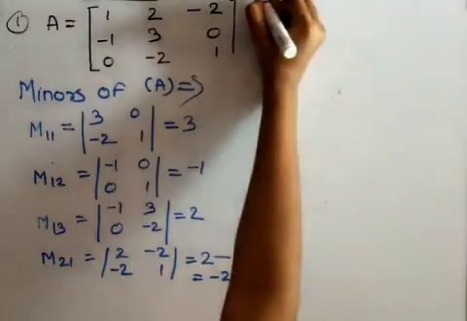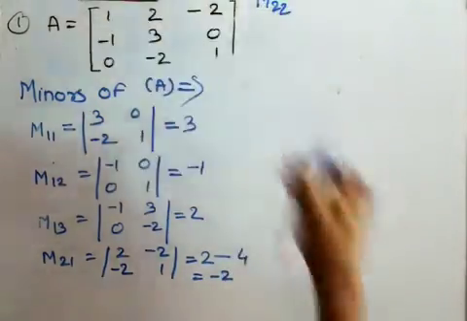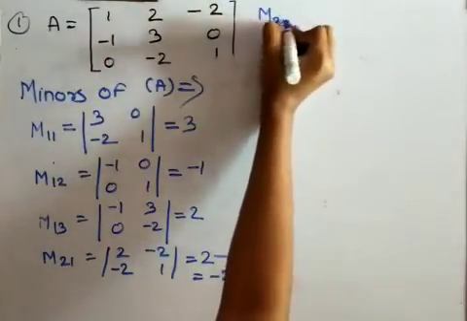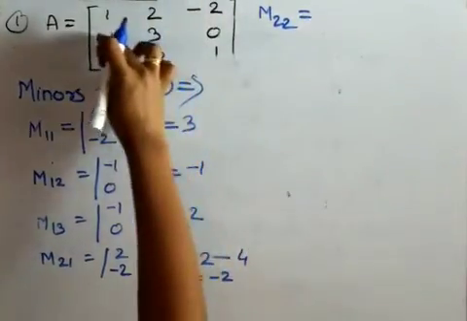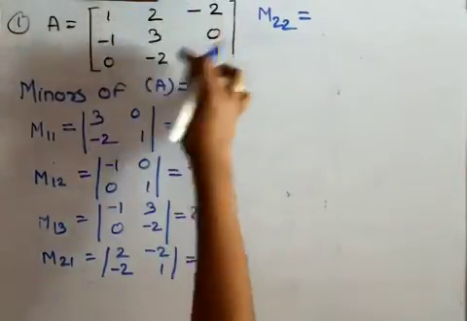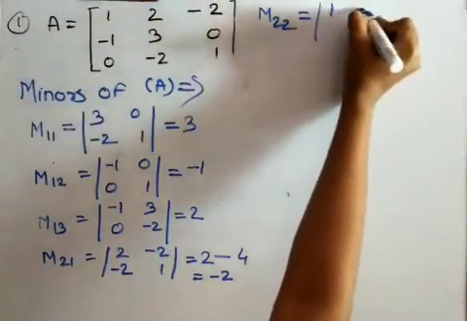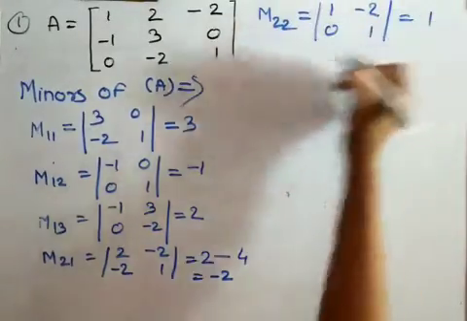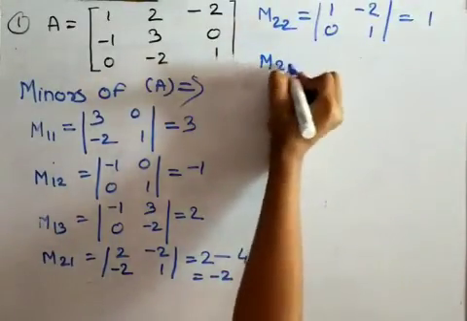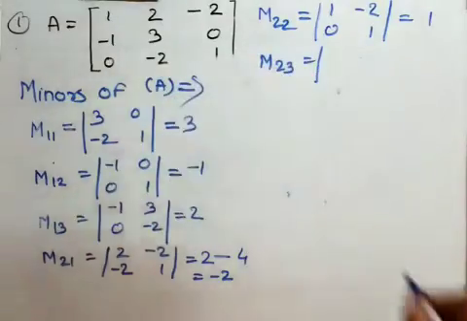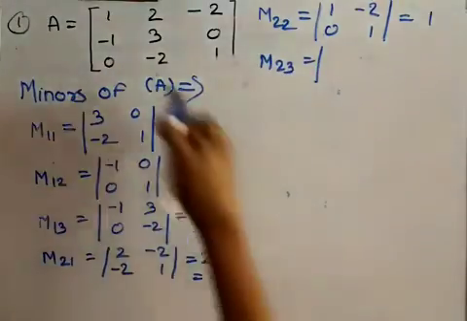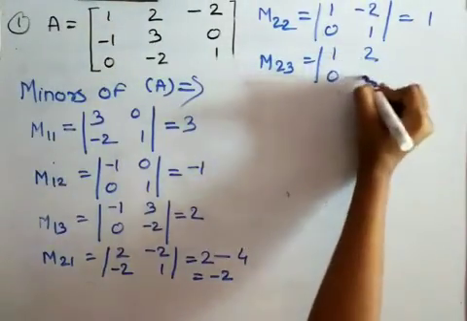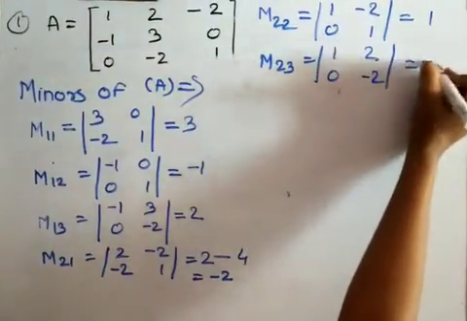Next, M22. For this we neglect second row and second column. So the remaining part is 1, minus 2, 0, 1. The answer is 1. Next, M23. For this second row and third column. So the remaining part is 1, 2, 0, minus 2. So the answer is minus 2.